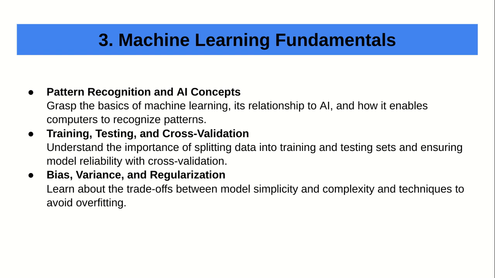So that will be now the covering of machine learning fundamentals, whereby we do pattern recognition, training and testing, cross-validations, and then bias, variance, and regularization. Bias, variance, and regularization is just like the processes that enable you to improve the training phase, so that you can have better testing results and accurate cross-validation processes. That's the point of bias, variance, and regularization processes.